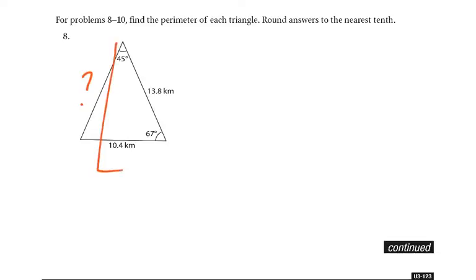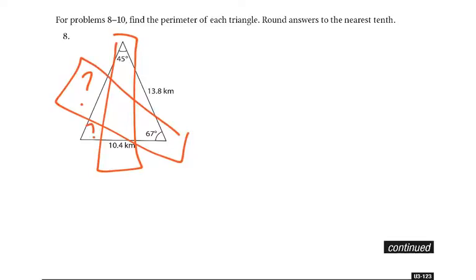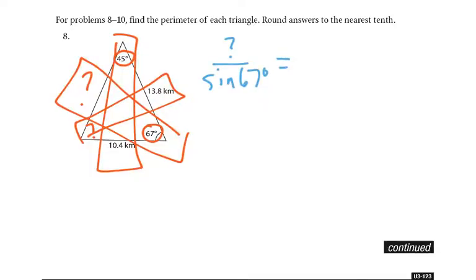Okay, but I've got a connection here. Could I figure out this third angle? Yeah, I'd go 180 minus 45 minus 67, and I could use that one instead. Doesn't really matter. I've already got a pair, so I would go question mark over the sine of 67 degrees equals 10.4 over the sine of 45 degrees.